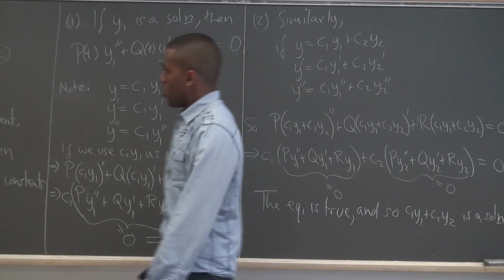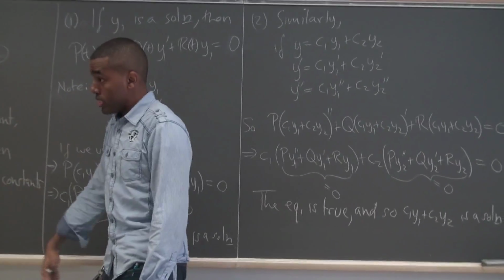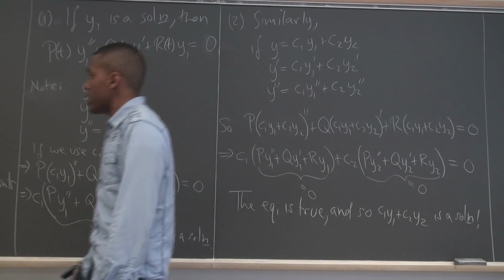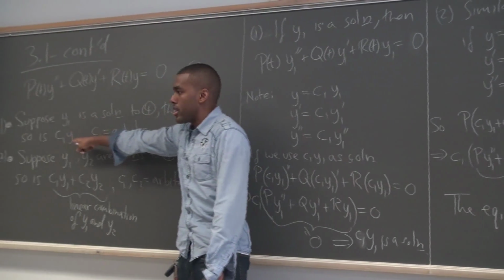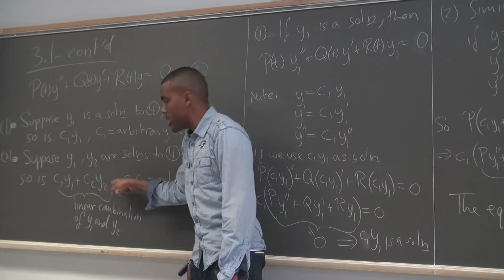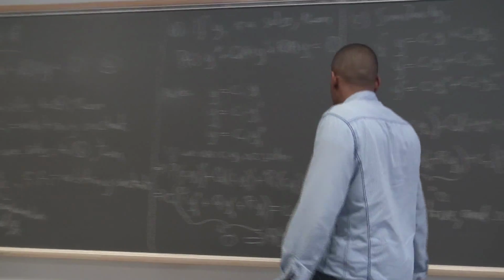So one property of linear differential equations in general, not just the second order, but here we're specifically talking about the second order, is if I know a solution, then a constant times that thing is also a solution. And if I know two solutions, then a linear combination of those two solutions is also a solution.